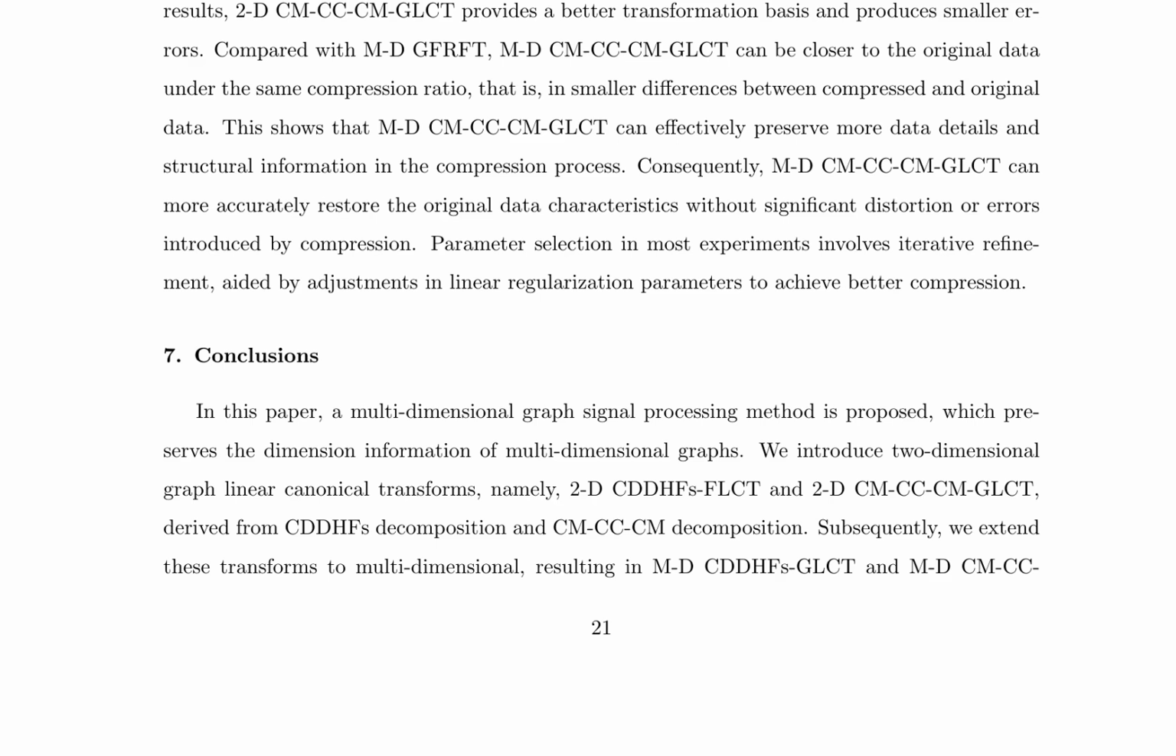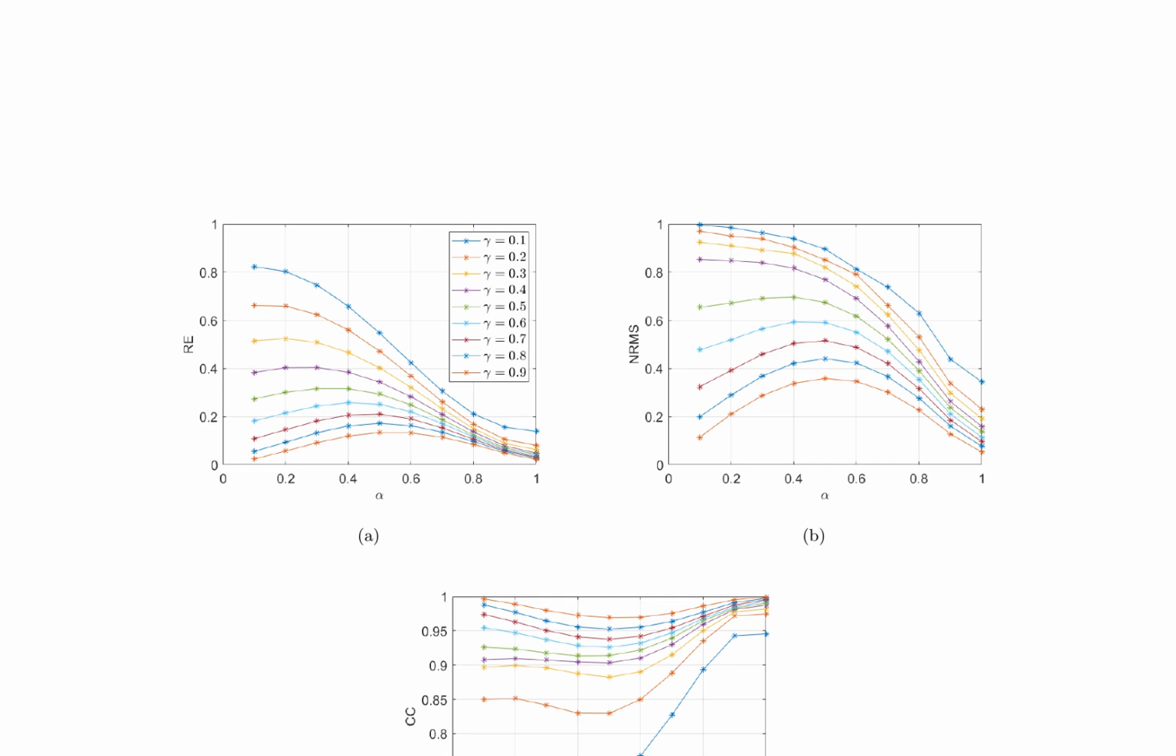The paper concludes by proposing a multidimensional graph signal processing method that preserves the dimension information of multidimensional graphs. It introduces two-dimensional graph linear canonical transforms, specifically 2D CDDHFs-GLCT and 2D CM-CC-CM-GLCT, derived from CDDHFs decomposition and CM-CC-CM decomposition. These transforms are then extended to multidimensional, resulting in M-D CDDHFs-GLCT and M-D CM-CC-CM-GLCT.